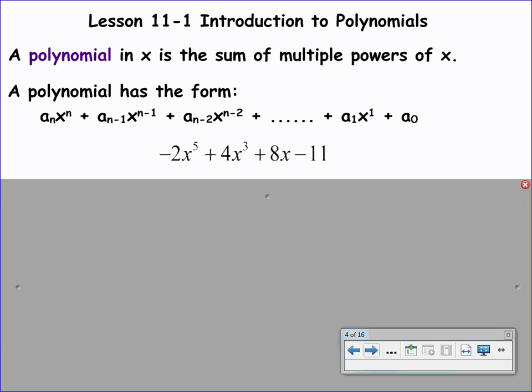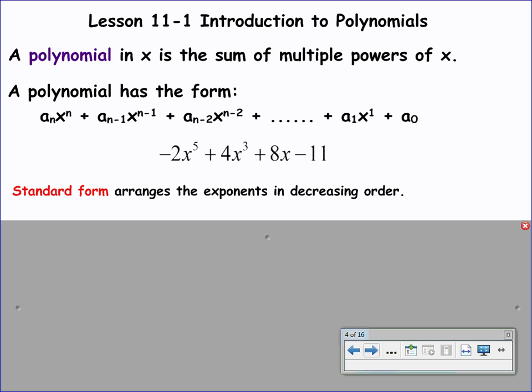But in each case, if there's a variable term, it's raised to a whole number exponent, like 0, 1, 2, 3, and so on and so forth. If there's a fractional exponent, then it's not a polynomial. If there's a negative exponent, then it's not a polynomial. This particular expression, go ahead and write it down on the right side of your page. Negative 2x to the fifth plus 4x cubed plus 8x minus 11 is an example of a polynomial.